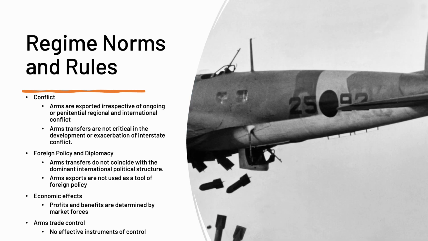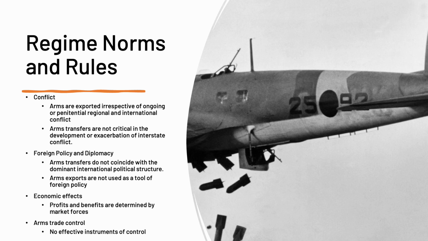Now, how then can the system be characterized in terms of the norms, rules, and decision-making rules around which actors in the system converged? Well, for one, when we look at conflicts, we see that arms are being exported irrespective of ongoing or potential regional and international conflicts. So it didn't seem to matter if your country was at war, they could pretty much freely import arms. And countries who were exporting arms could freely export arms to states at war without too much of an issue. We also see that arms transfers are not critical in the development or the exacerbation of interstate conflict, or at least that's what was believed at this point in time.